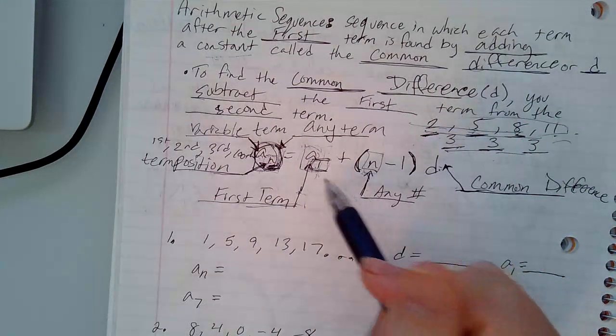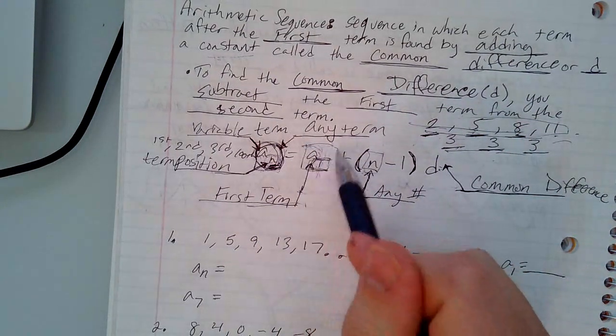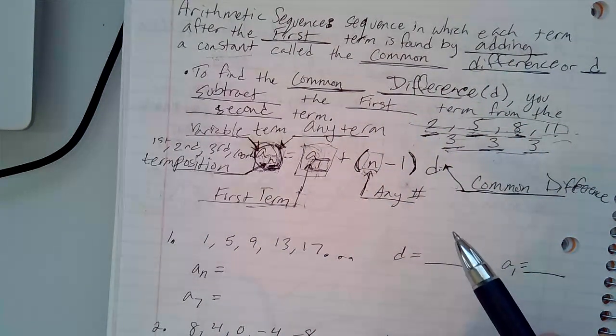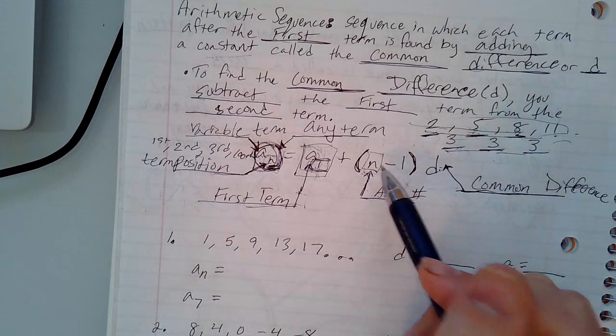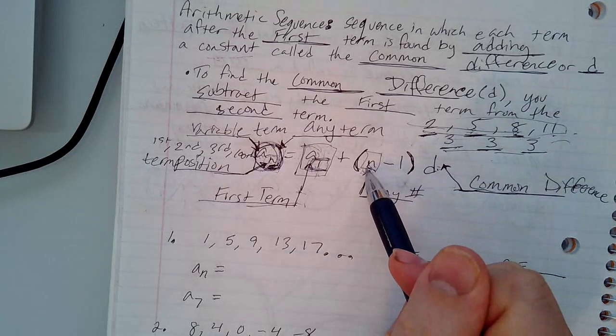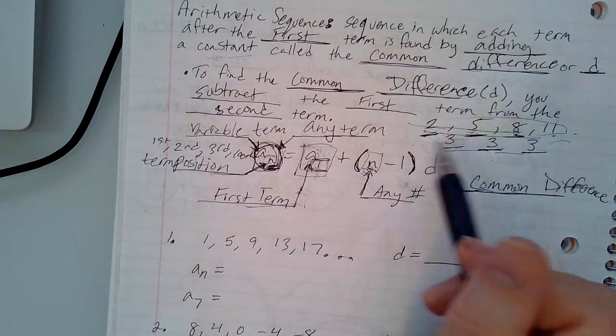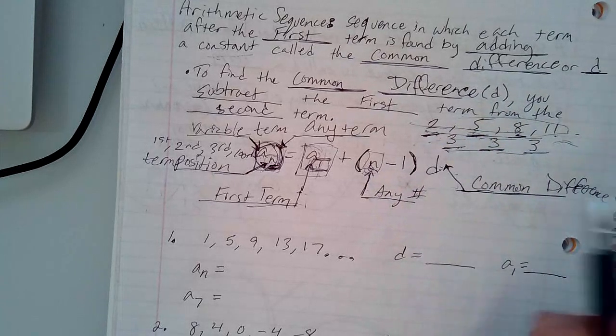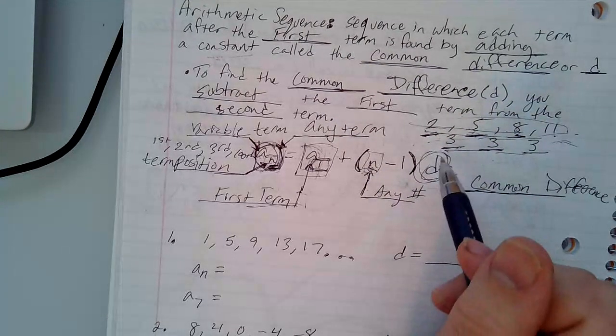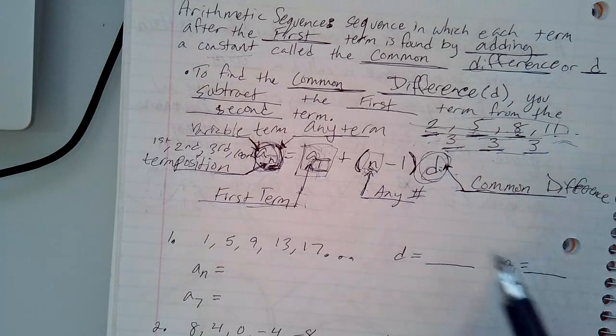To do that, we would take the first term in the sequence. If we're looking for the 100th term, we'd plug in 100 for n, find the common difference between the first 3 or 4 terms, and plug that common difference in here to be able to find that 100th term.